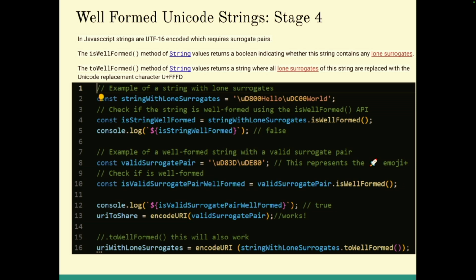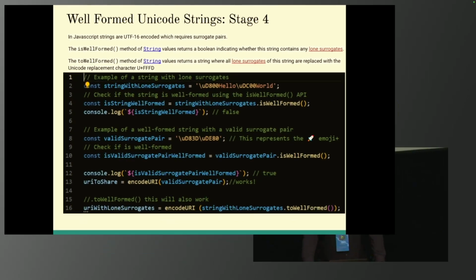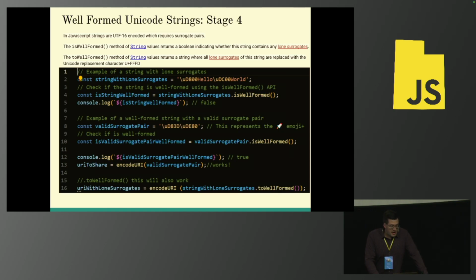Now, let's say that you had an API that needs well-formed surrogate pairs. If you look at line 13, for example, encodeURI, if you have lone surrogates, that's going to fail, if you will. So let's say that I wanted to send the string from line 2 to that API. Well, typically it would fail, but instead what you can do is take that string with the lone surrogates and just call .toWellFormed. So it's a way that you can interact with different APIs that need well-formed surrogate pairs in regards to the UTF.